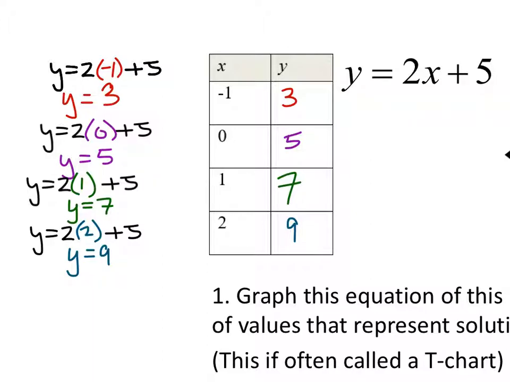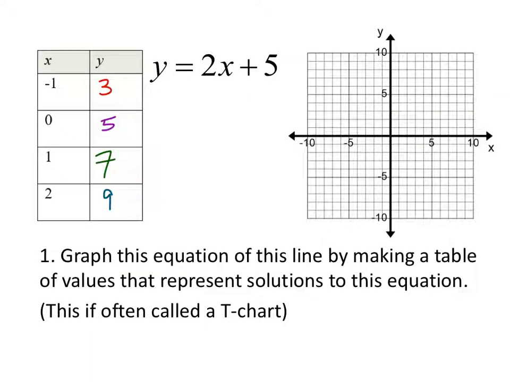But let's compare this with the graph now. So the table, we need to remember, or hopefully we remember, gives us these ordered pairs. Like this would be negative 1, 3. The next one would be 0, 5. The next one, 1, 7. And then finally 2, 9 as ordered pairs. And it kind of indicates that with the table, right? It's x and y values.